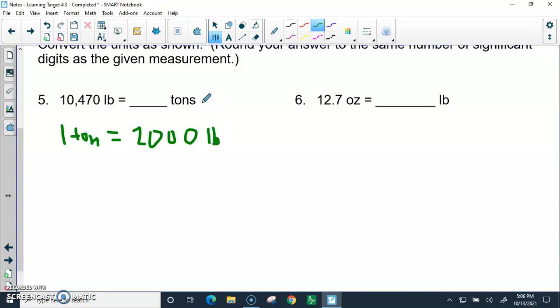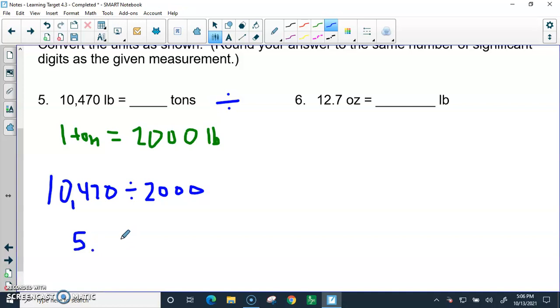So, what we're going to do now, since we are going from a smaller measurement to a larger measurement, we're going to end up dividing. Okay? So we're going to take our beginning measurement, 10,470 pounds, and we're going to divide it by 2,000. And if you do that, on your calculator, you'll find you get 5.235 tons.